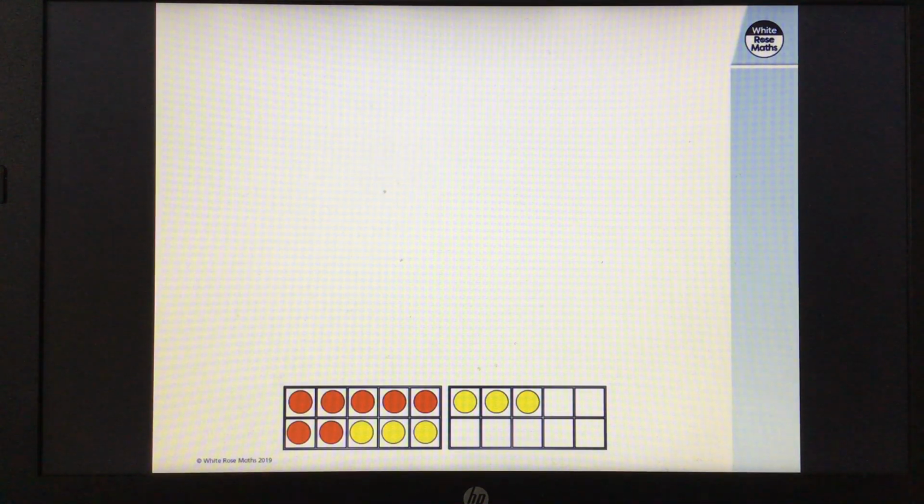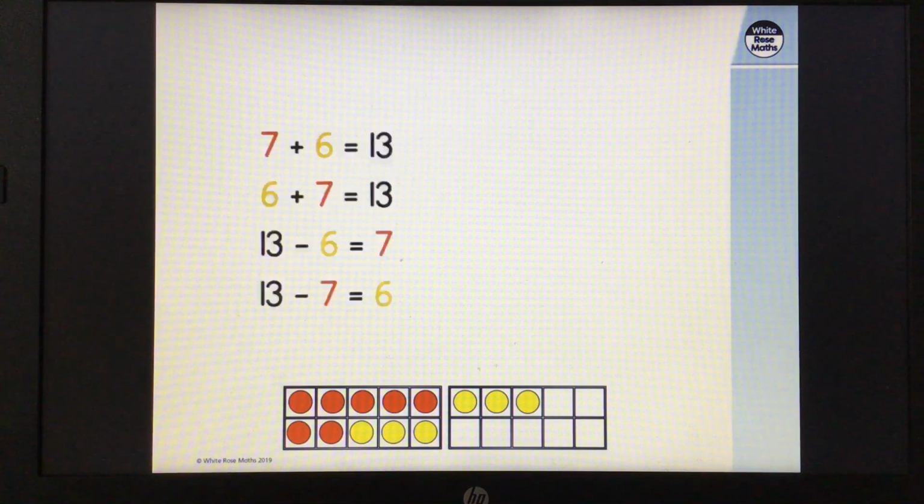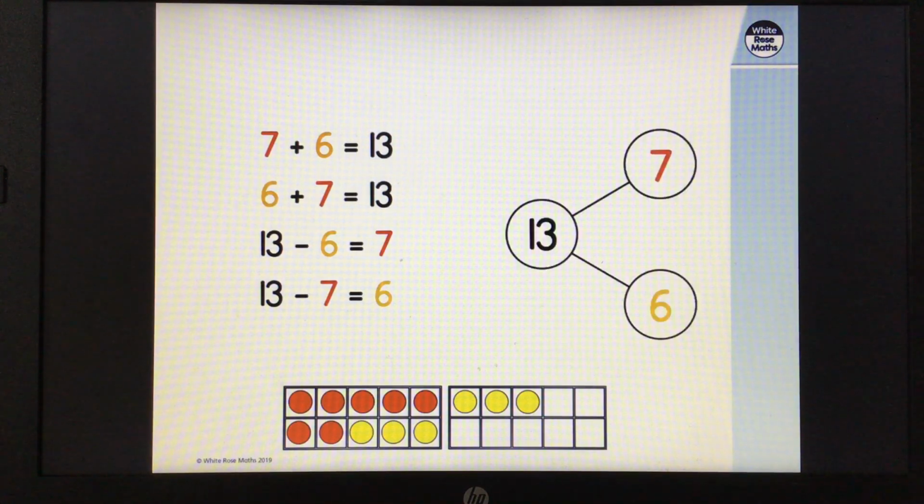I've changed my representation on my 10 frames at the bottom. I've got 7 red counters and 6 yellow counters. Here's part of my fact family. This works really nicely with a part-whole model. Part-whole model connects our whole to the parts. In this case, we've got 2 parts, 7 and 6.